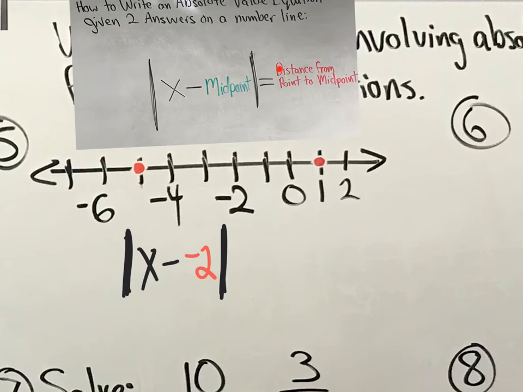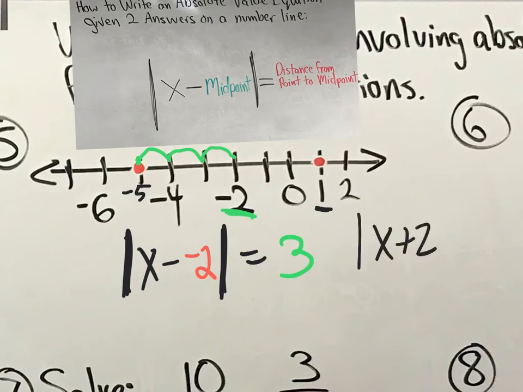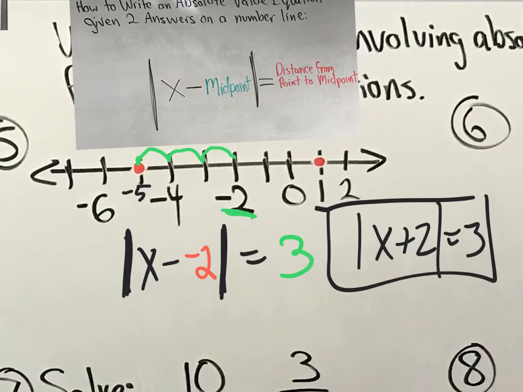Now let's move on to this value out here. It says distance from the point to the midpoint. So if I actually counted how far it is from this point to the midpoint, which is -2, it's 1 unit, 2 units, 3 units. Are you with me? So I'm going to put equals 3 because that's the distance from the point to the midpoint. Okay. So my final equation that'll produce the answers of -5 and +1 will be the absolute value equation of x plus 2 equals 3. Absolute value of x plus 2 equals 3 is the final equation that produces those answers.